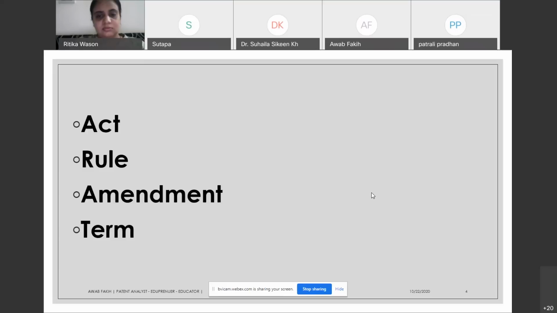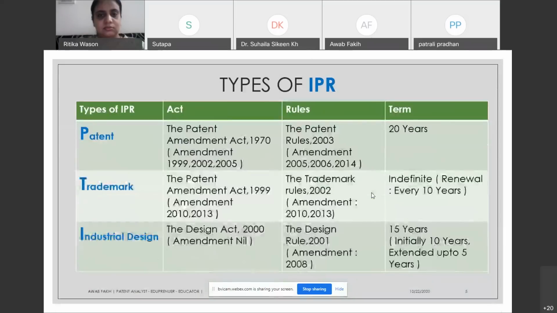A term for protection is granted for every type of IPR. We'll have a look at it in our coming slides. As I said, there are 9 different types of IPR, my dear friends. We won't be focusing more on the acts and rules because I've already made you aware what exactly an act is and what exactly a rule is. We'll be focusing on two columns: one is the type of IPR, and the second is the term for protection for each IPR.